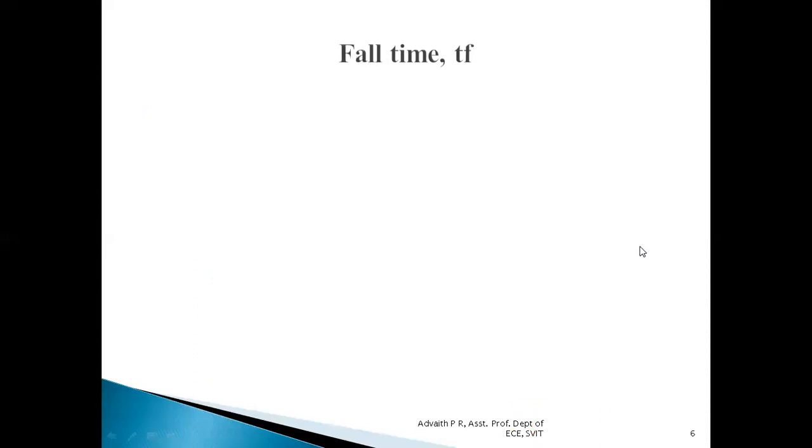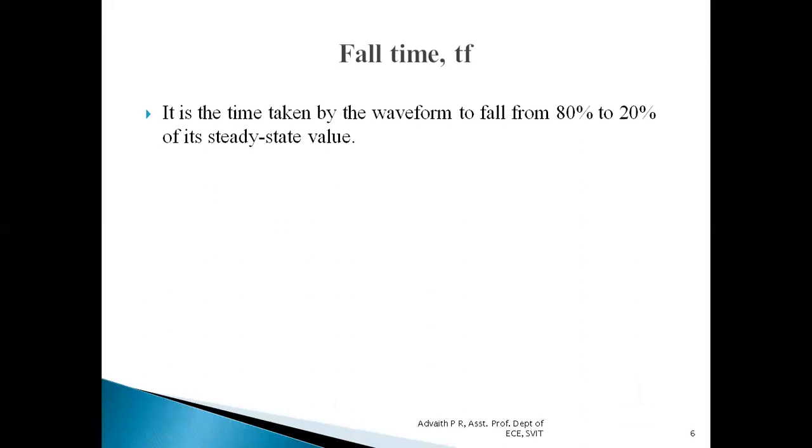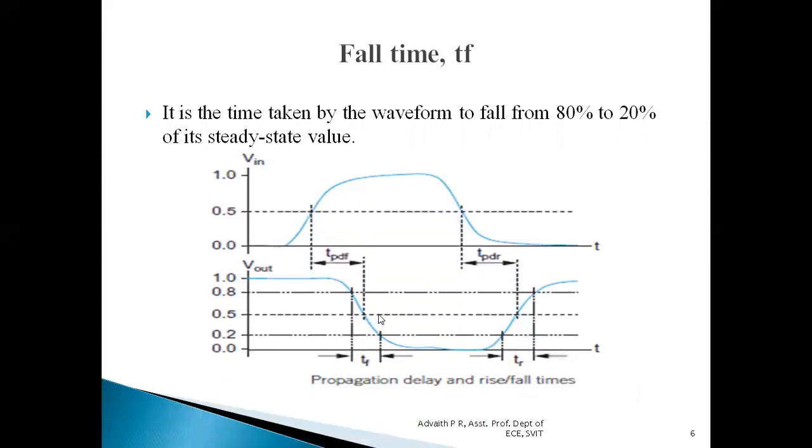Similarly, we have to analyze one more time called fall time, which is given by the symbol TF. Fall time is defined as the time taken by the waveform to fall from 80% to 20% of its steady state value. In this waveform, if we observe, fall time is the time taken by the waveform to fall from 80% to 20% of its steady state value.